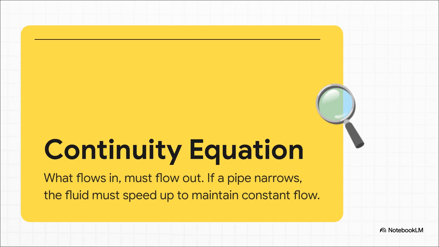And the very first rule of flow is something called the continuity equation. And honestly, this is super intuitive. If you've ever put your thumb over the end of a running garden hose, you've seen this happen. The amount of water coming through that hose has to stay constant, right? So when you make the opening smaller, the water has no choice but to speed up to get out. It's really that simple. Smaller area means higher speed.